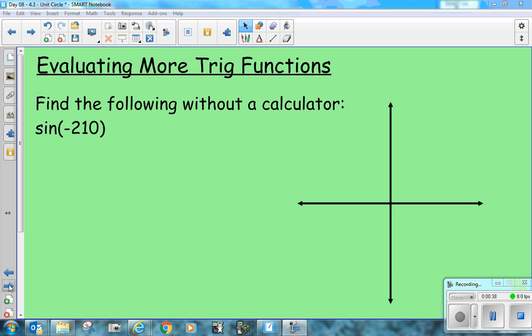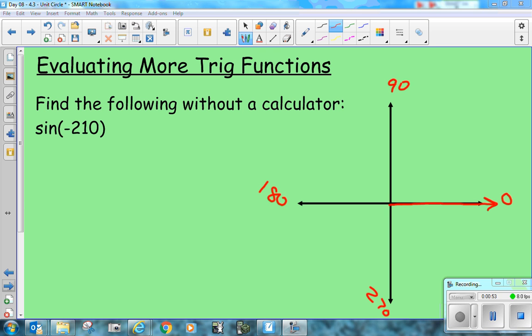Yeah, let's plot that. So if I start, anyone remember what this side is called? The beginning. It's the initial, right? Starts at 0 degrees, you have 90, we have 180, we have 270, and back to 360. Now, where is the terminal side of this going to be? What quadrant?